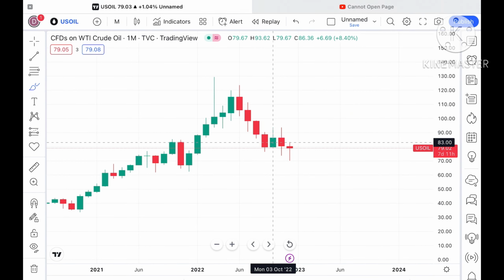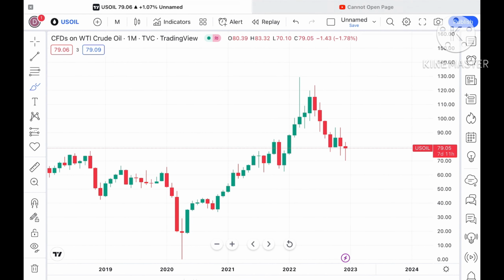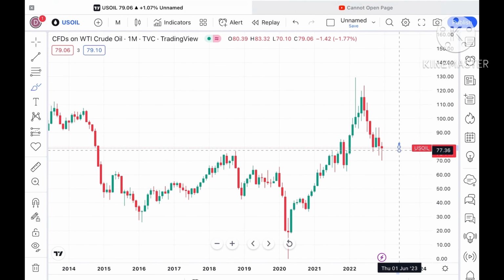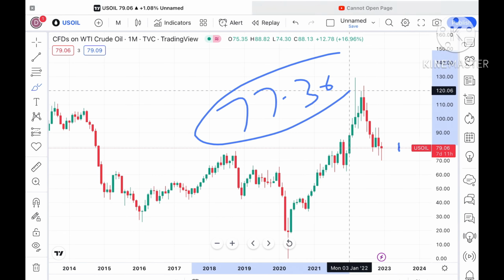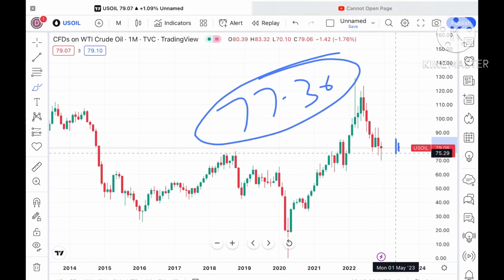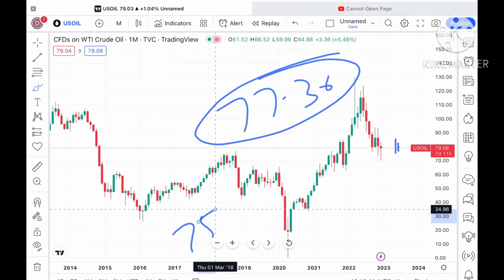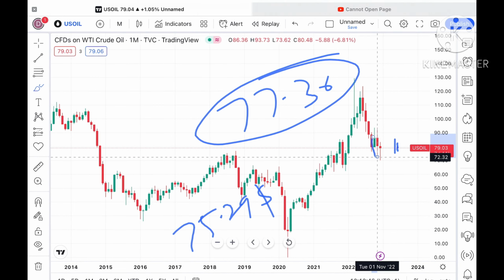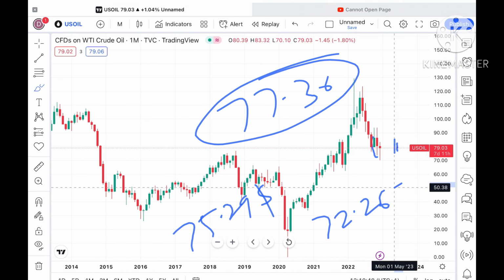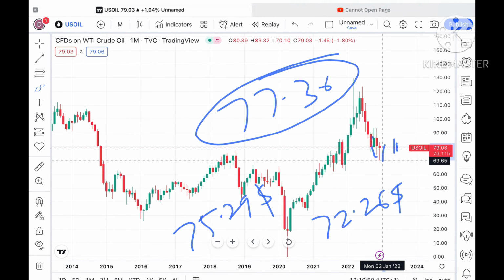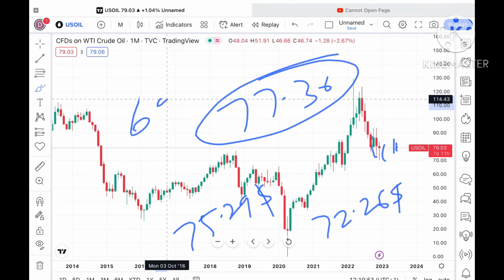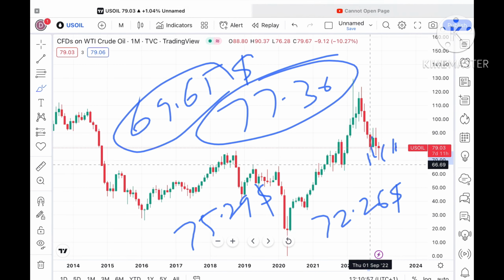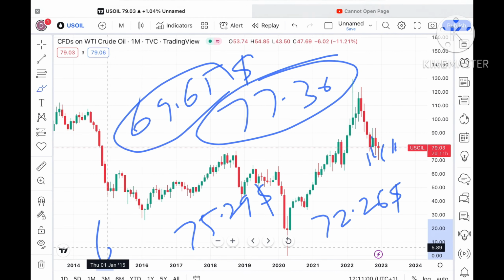So suppose the price doesn't sustain this particular level, then if it goes below this particular zone, chances are high that it can touch its next support of around $77.36. Okay, and from there we can see it can go further low towards a level of around $75.29. Suppose the price doesn't sustain that level also, then we can see it can go towards a level of around $72.26, and from there further low towards a level of around $69.65. Okay, and suppose the price falls below that particular level, then we can see it can go towards a level of around $66.36.